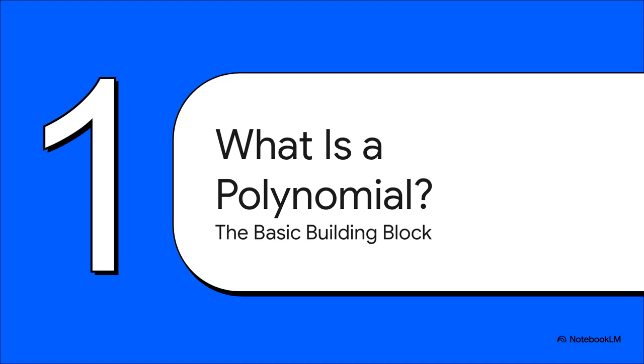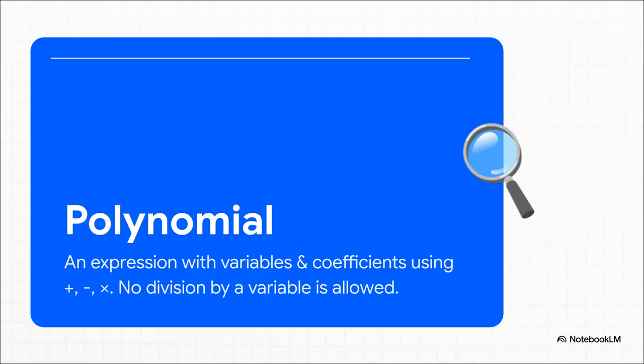First things first, what even is a polynomial? Think of this as the basic Lego brick for pretty much everything we're going to cover. It's fundamental. So what's the official definition? Well, it's just an expression made up of variables and numbers, all connected by adding, subtracting, or multiplying. But, and this is the big one, there is one forbidden move. You can never divide by a variable. That's the only rule you really have to remember.